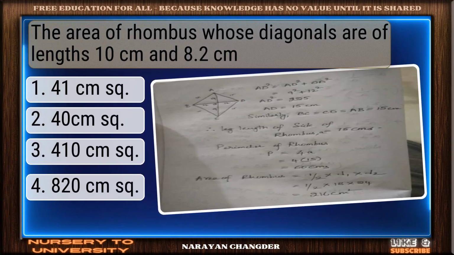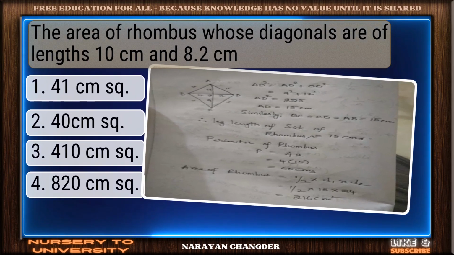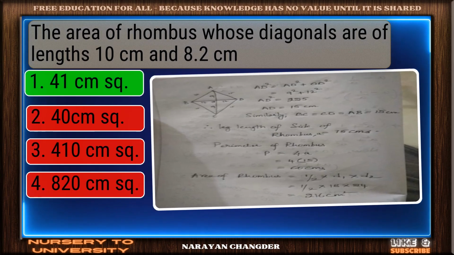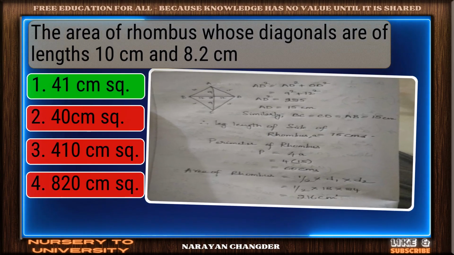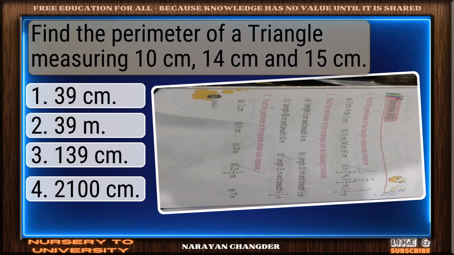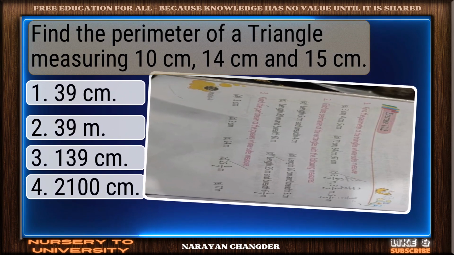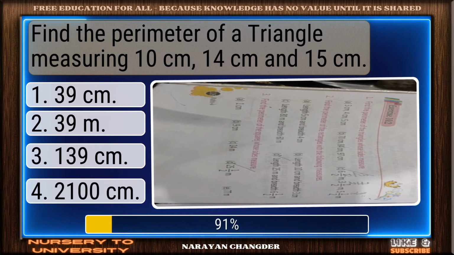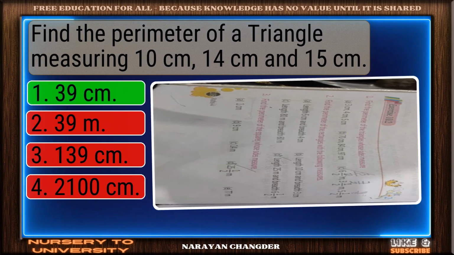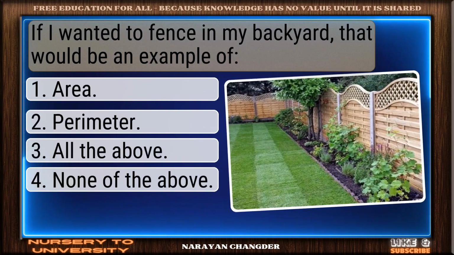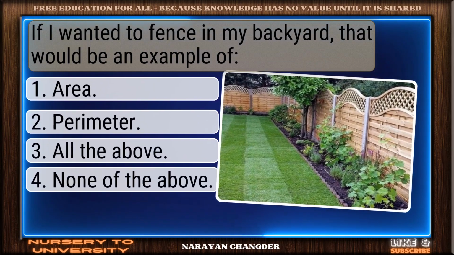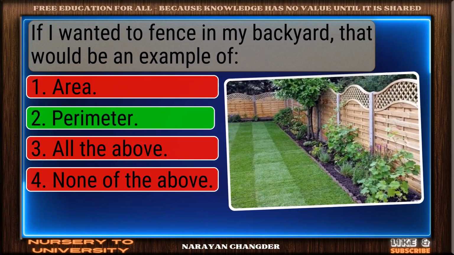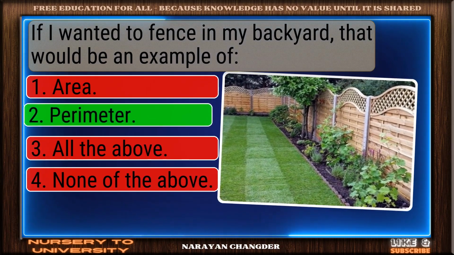The area of a rhombus whose diagonals are of lengths 10 cm and 8.2 cm. Smart pick. 41 cm square is the correct choice. Find the perimeter of a triangle measuring 10 cm, 14 cm, and 15 cm. On track. 39 cm is the correct answer. If I wanted to fence in my backyard, that would be an example of. Great job. Perimeter is the accurate answer.